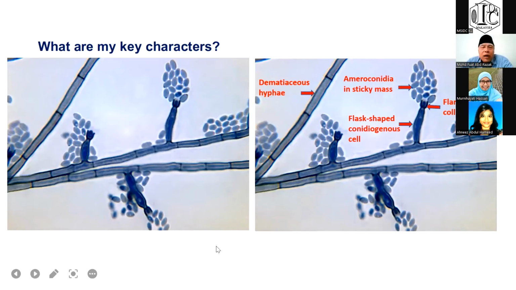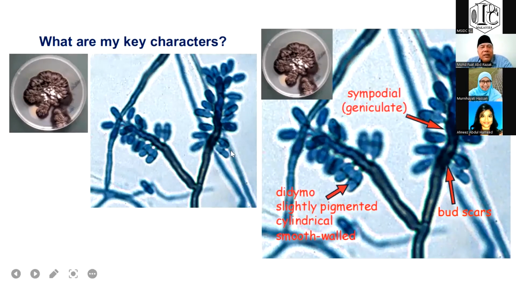Okay. So another example is this one. If you look at this fungus under the microscope, what are the key characters? The key characters is the dematiaceous hyphae. So see, this is the colony of the dematiaceous fungus. This fungus has conidia with one septum. So we call this one the didymoconidia. And these conidia are produced from this structure. We call this structure the conidiophore, but this conidiophore is not straight, it's sympodial or geniculate. And there are bud scars on the conidiophore. So if you have these three or four key characters, then you can identify this fungus.